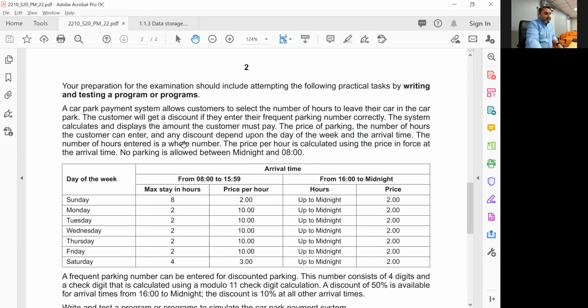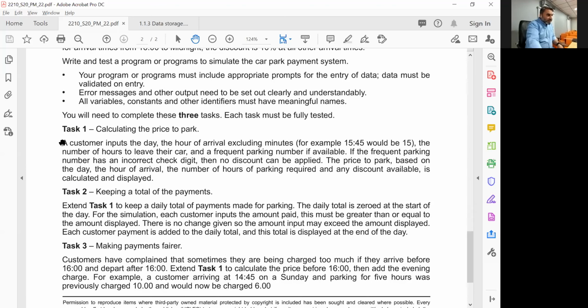That means that, like in here, they said that a customer inputs the day, hour of arrival, excluding minutes. What does that mean? For example, someone has arrived at 15:45 hours. We will enter 15 only. 45 will be ignored. The thing is that they say that whatever the hour in which you have arrived will be charged fully. No matter if you have arrived 45 minutes later, still the whole hour will be charged. That's why they are asking that we will be ignoring any minutes. All the minutes are excluded and only the hour will be taken.